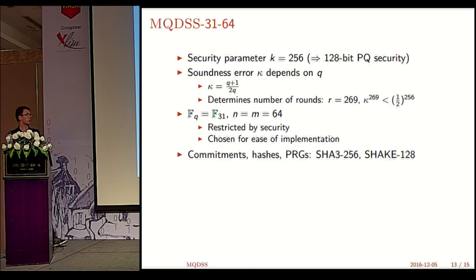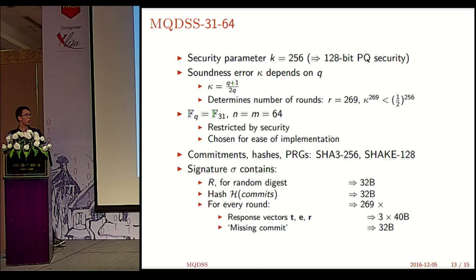And then there's a bunch of functions that you would need. We have some commitments, some hashes, some pseudo-random number generators. All of this is not really much of a factor in terms of how fast the scheme becomes. So we use the reasonable choice of just going with Keccak functions here.